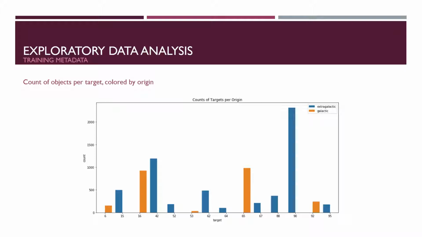Also, this graph shows whether the targets are located within the Milky Way, which are labeled orange, or if the object is extragalactic, which are blue bars. The interesting thing this graph shows is that there's no overlap of object type and whether they are located inside or outside of our galaxy. Therefore, it will probably be very useful to use this origin as a feature for classification purposes.